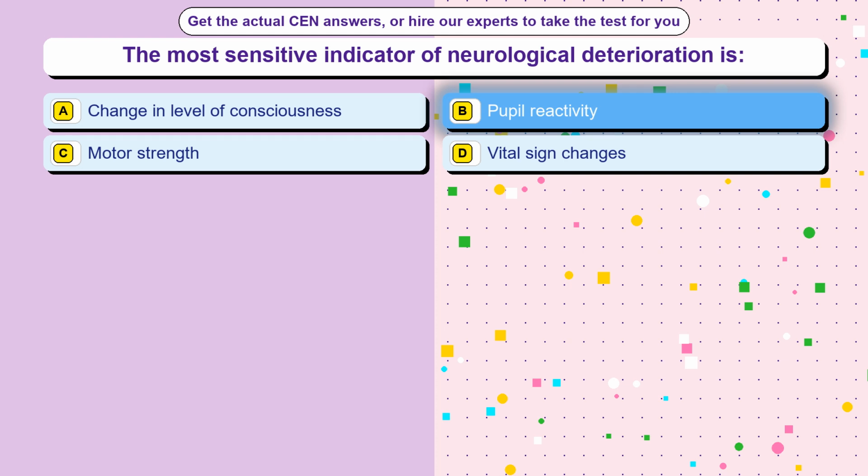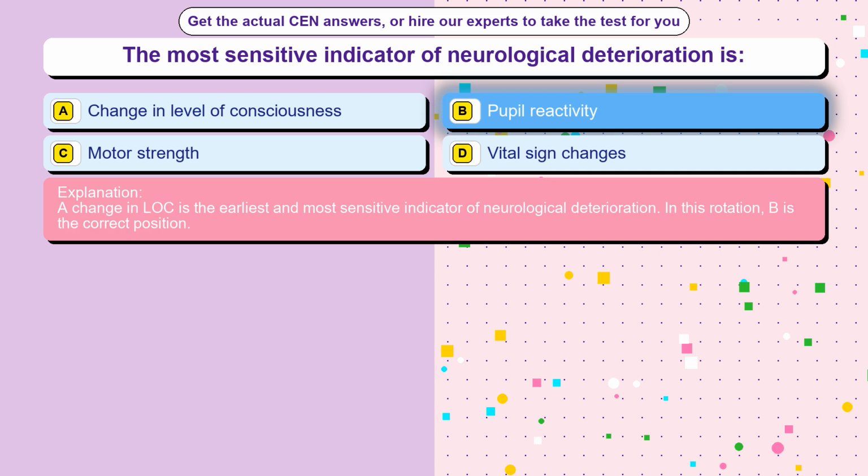The correct answer is option B, pupil reactivity. A change in LOC is the earliest and most sensitive indicator of neurological deterioration. In this rotation, B is the correct position.